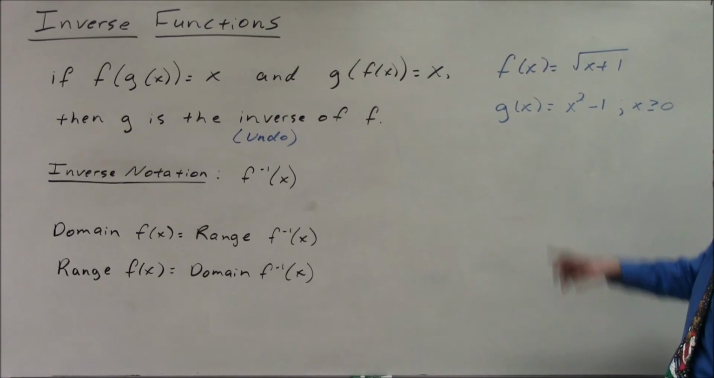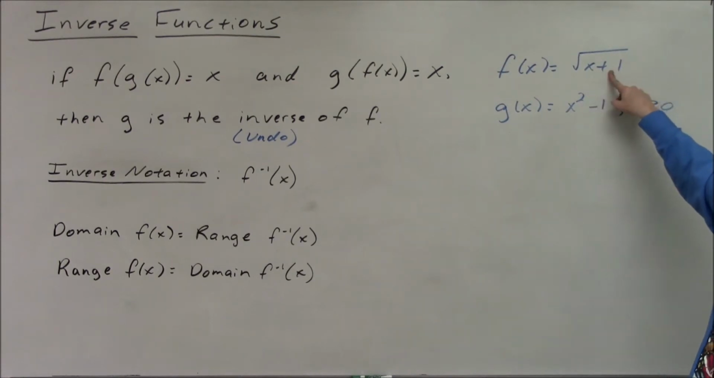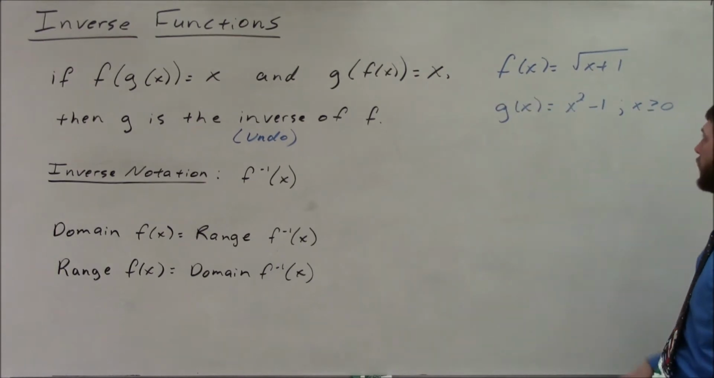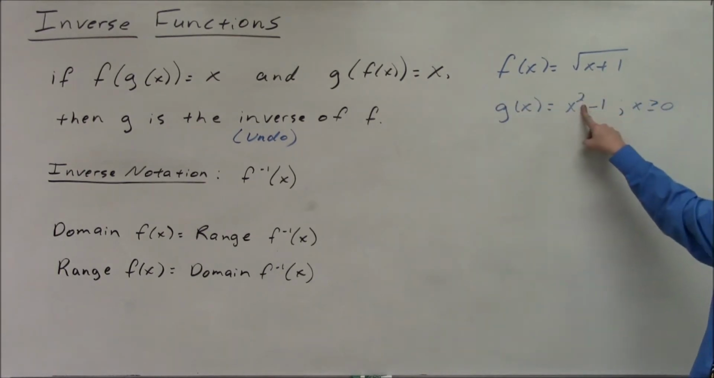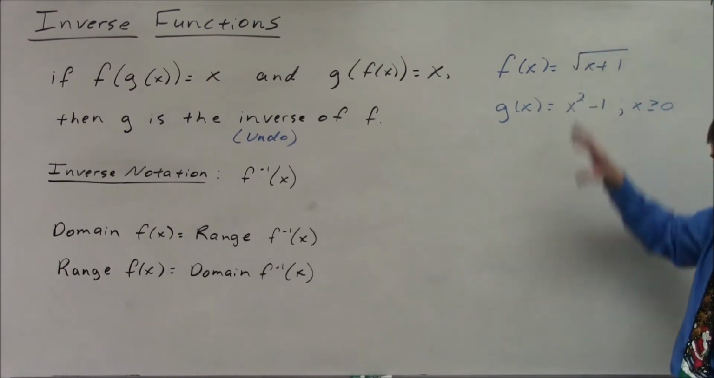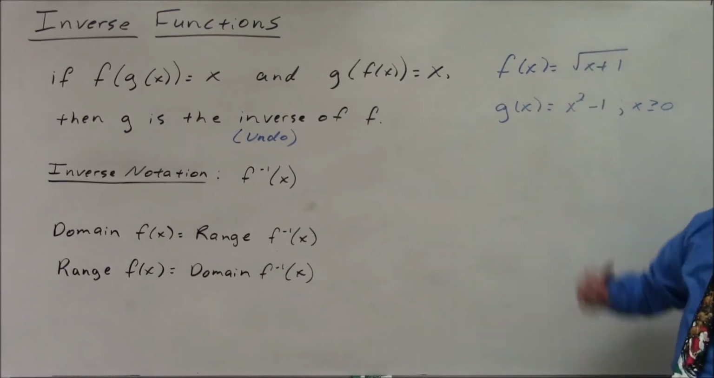So conceptually, if we talk informally, inverses should undo each other. So what are we doing to our x's here? We're adding 1, and then we're taking the square root. Well, what's going to be the inverse of all that? The inverse of taking a square root is squaring it, and the inverse of adding 1 is subtracting 1. So we can see informally what's going on right here.